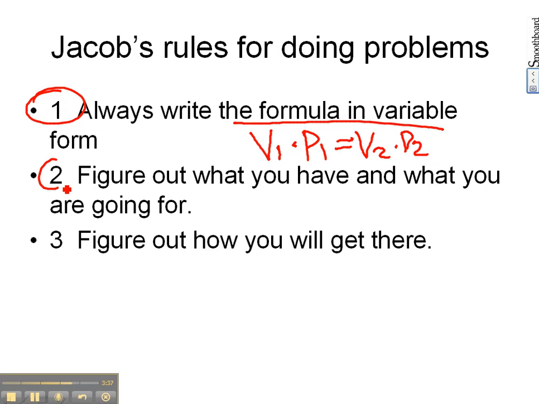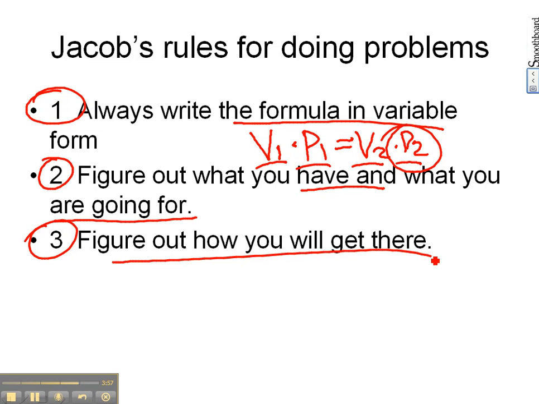Step 2 is figure out what you have in the problem, what your known values are, and take a look at what you're going for. In other words, which of these did I give you and which one am I asking you to solve for? Now, step 3, that's where the algebra comes in. Figure out how you're going to get there. Make a plan for how you're going to find that one piece of information that the question is asking for, based on what you already have.